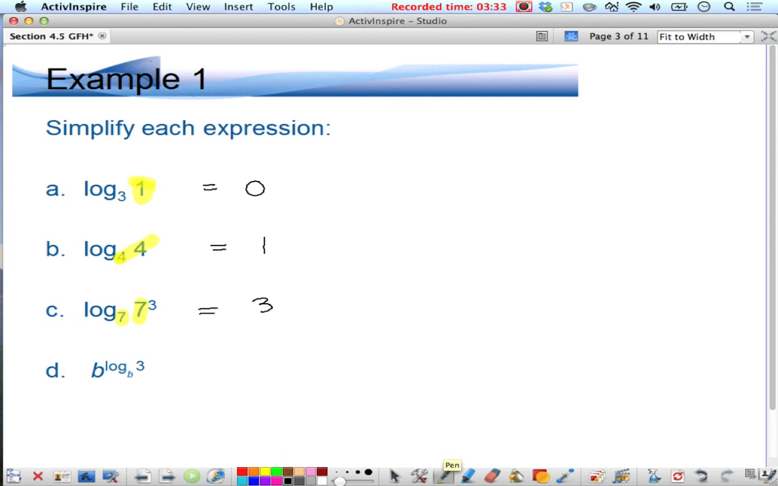And that's the same situation we have in part D. If we have base b to the log base b power of 3, then see how the bases are the same? Then it's just going to equal the number after the log. So it's going to equal what? 3 as well. And that's because these guys kind of undo each other there and undo the logarithm as well.